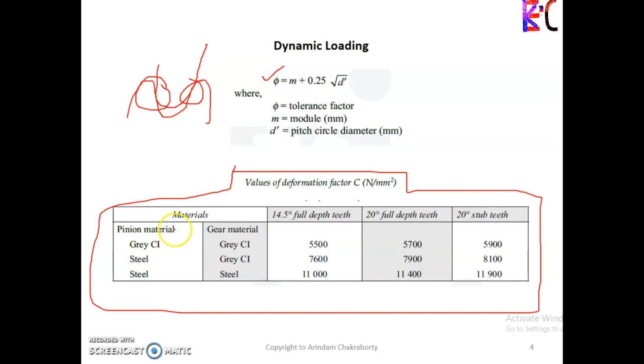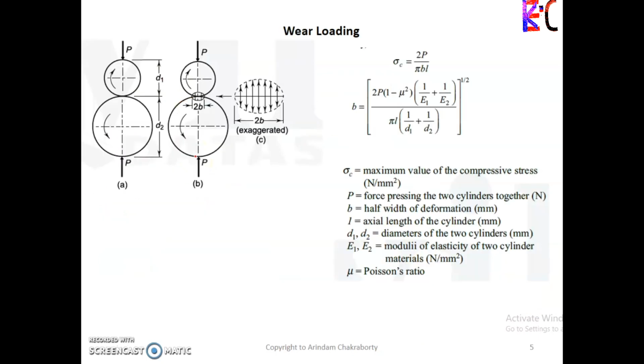It gives us, for the pinion or gear material, if it is gray cast iron, then for 14.5 degree full depth it will be 5540. Respectively, for 20 degree full depth it will be 5700, and for 20 degree stub depth it will be 5900. Similarly for pinion material steel and gear gray cast iron, and if both materials are steel, you will get this one. So these are all calculated as well as tested data. You can't change it, neither could anyone else.